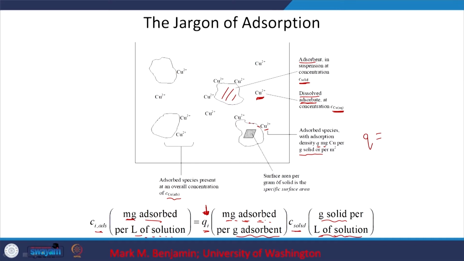Another aspect is surface area per gram of solid, which is the specific surface area, but we will probably not go into that detail here. So, the aspect to note is q, the mass of the adsorbate per mass of the adsorbent. Mass adsorbed of the adsorbate per mass of the adsorbent, typically in milligrams per gram.